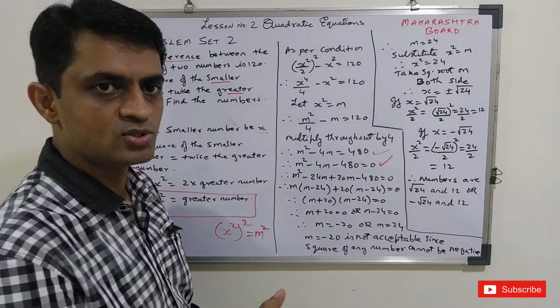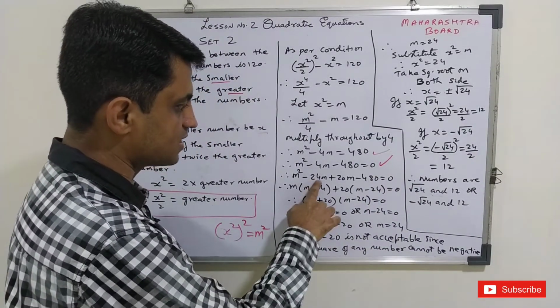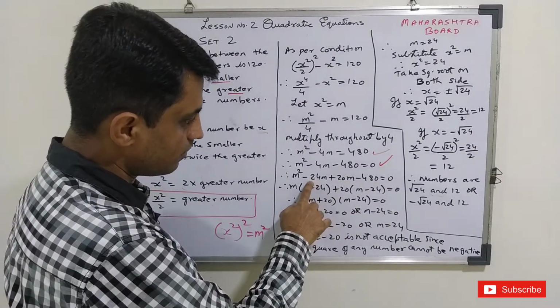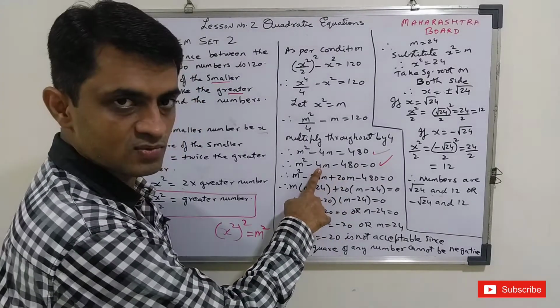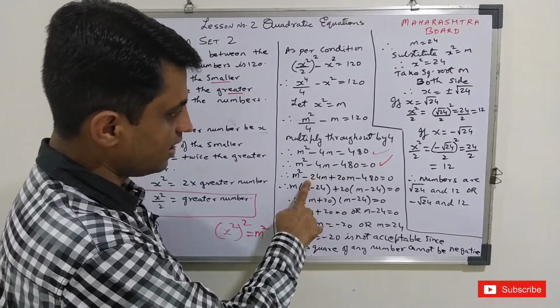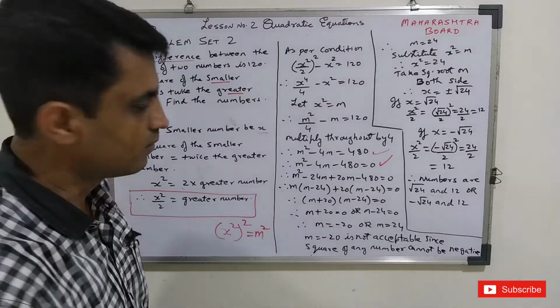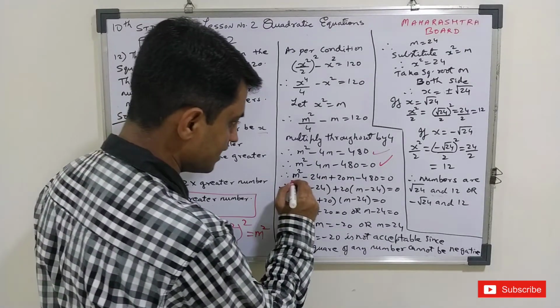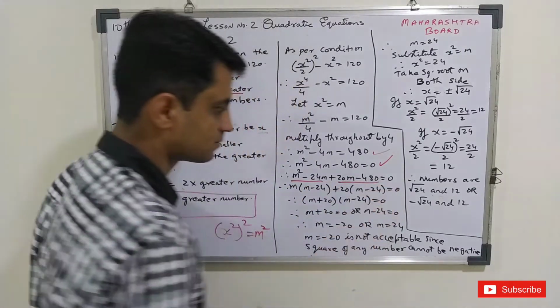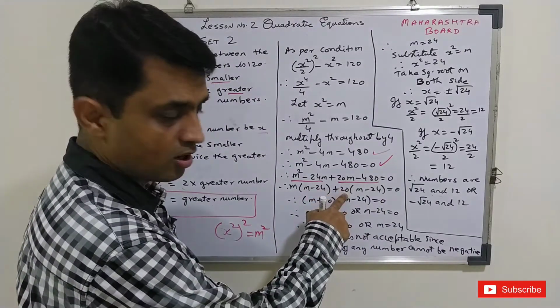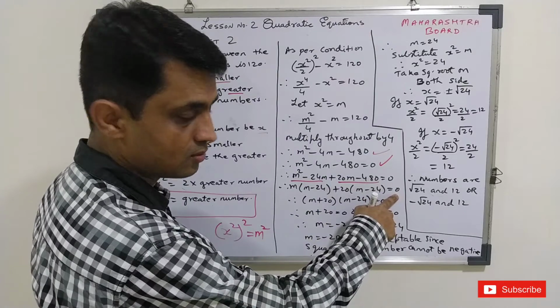Splitting of the middle term as usual, what we learn? The factors are minus 24m and 20m. So minus 24 and 20 will give you minus 4, correct? And minus 24 into plus 20 will give you minus 480. So factors are correct. You will take these two terms and these two terms. Take out m common, m minus 24. From here take out 20 common, m minus 24 is equal to 0.